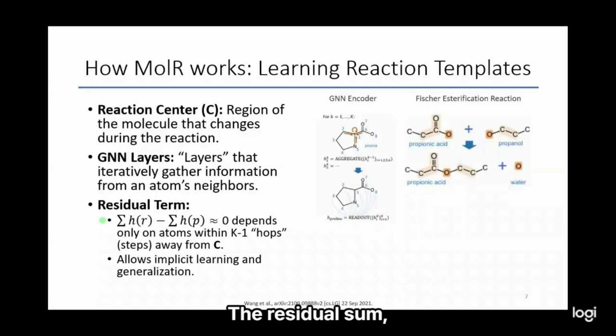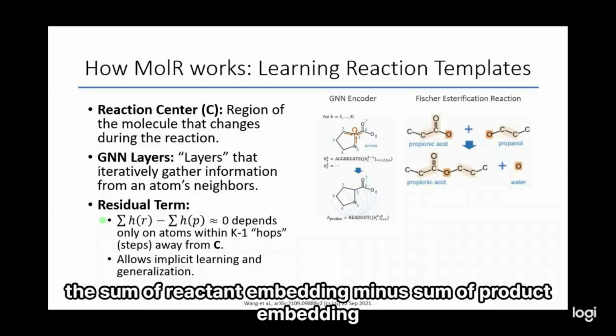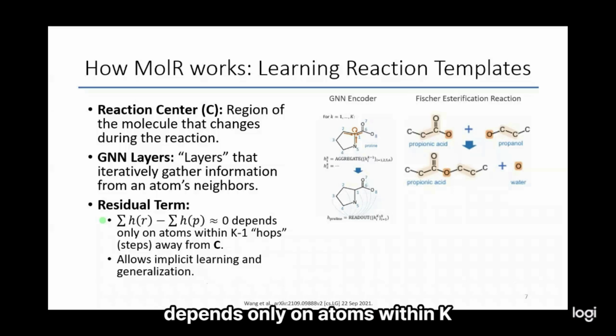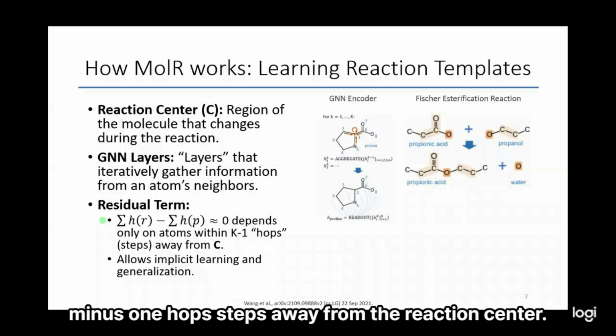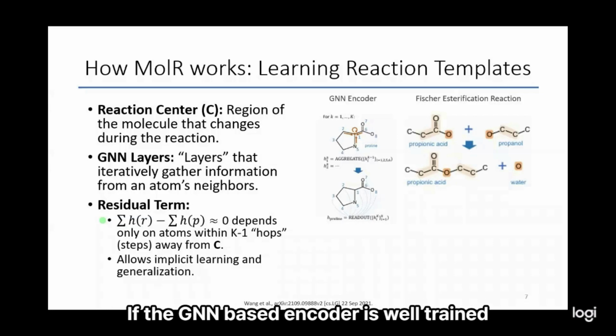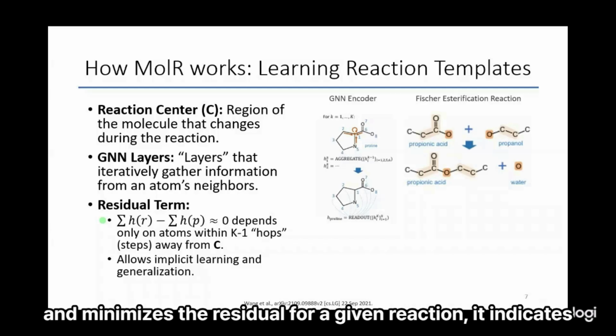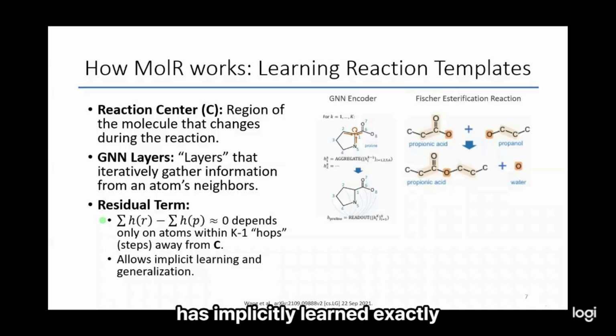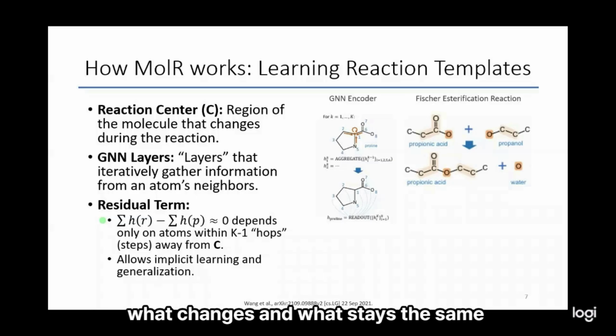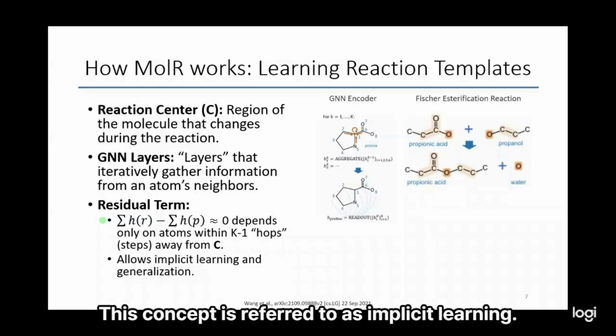The residual sum, the sum of reactant embeddings minus the sum of product embeddings, depends only on atoms within K-1 hops of the reaction center. If the GNN-based encoder is well trained and minimizes the residual for a given reaction, it indicates that the model has implicitly learned exactly what changes and what stays the same at and around the reaction center. This concept is referred to as implicit learning.